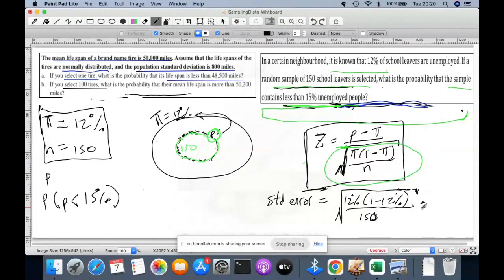This is important because if you get this wrong, then everything else in this question is going to be wrong and you lose a lot of marks. So it's important that you're able to do this on your calculator. Work this out: square root of 12% times 1 minus 12%, divided by 150.